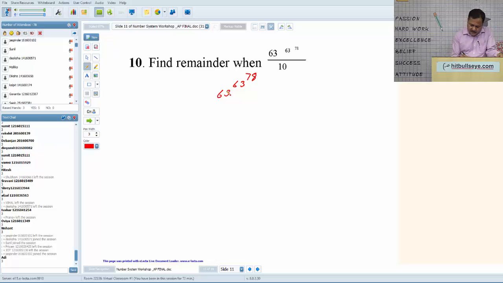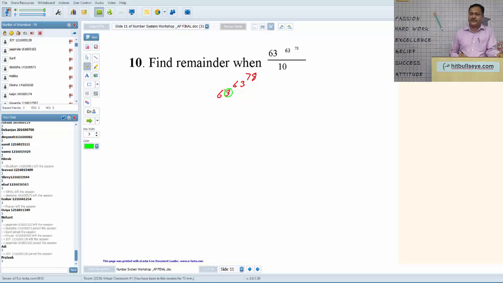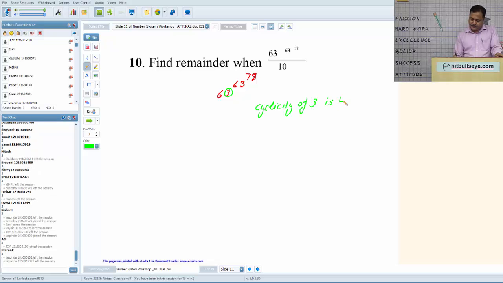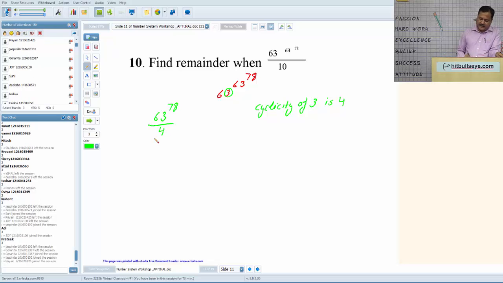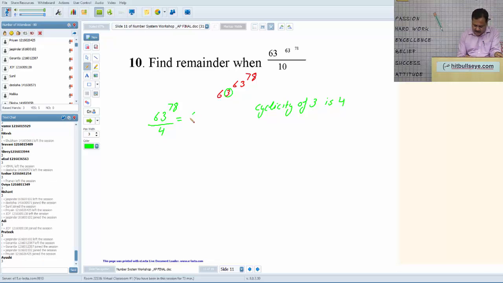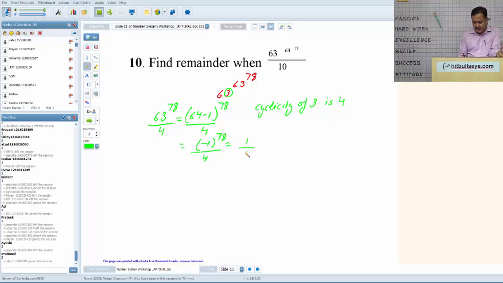Now the last digit is 3. So the cyclicity of 3 is 4. So we divide the power, 63 raised to power 78, by 4 and check the remainder. Now 63 can be written as 64 minus 1, raised to power 78, divided by 4. Now 64 is divisible by 4, that means the remainder is 0. Now we remain with minus 1 raised to power 78. 78 is an even number, so minus 1 raised to power 78, the remainder will be 1.